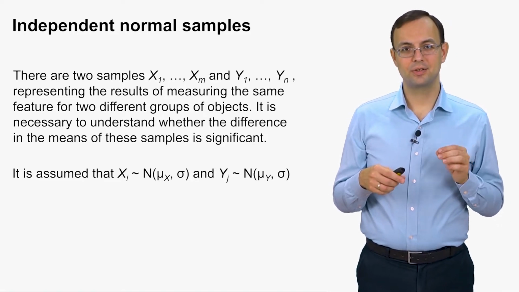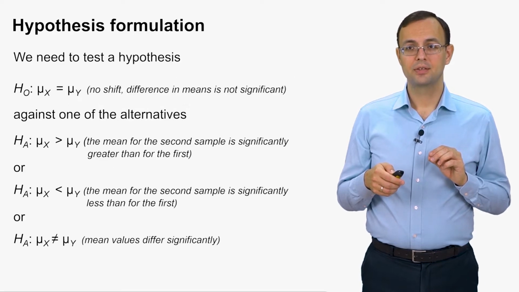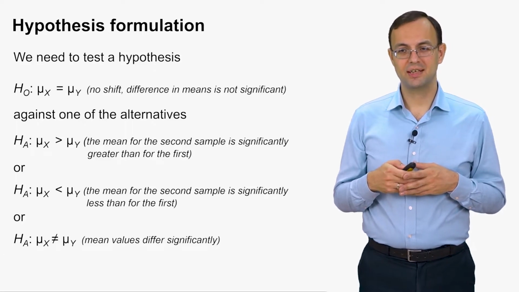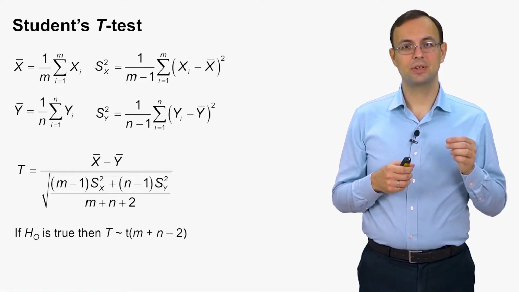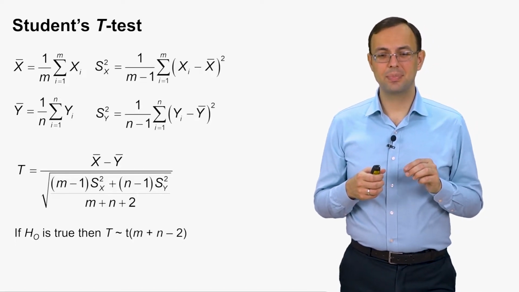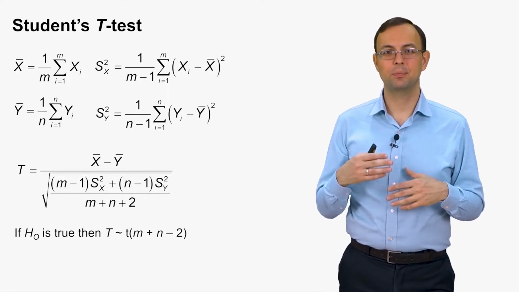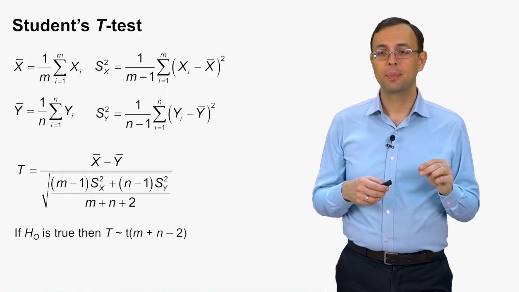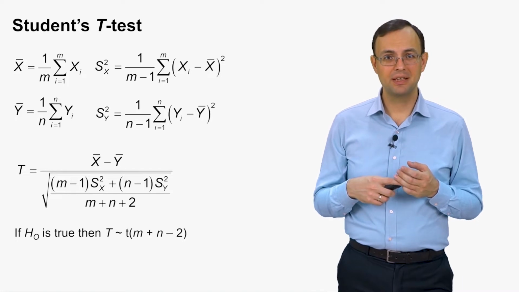If we assume that distributions of x's and of y's are both normal with the same variance, we test absolutely the same hypothesis as in the previous case, and we use the student's t-test, the student's t-test for independent samples. Usually when they say student's t-test, by default they mean this one, the test for independent samples. If you're using a test for paired samples, you are to say not just student's t-test, but student's t-test for paired samples.